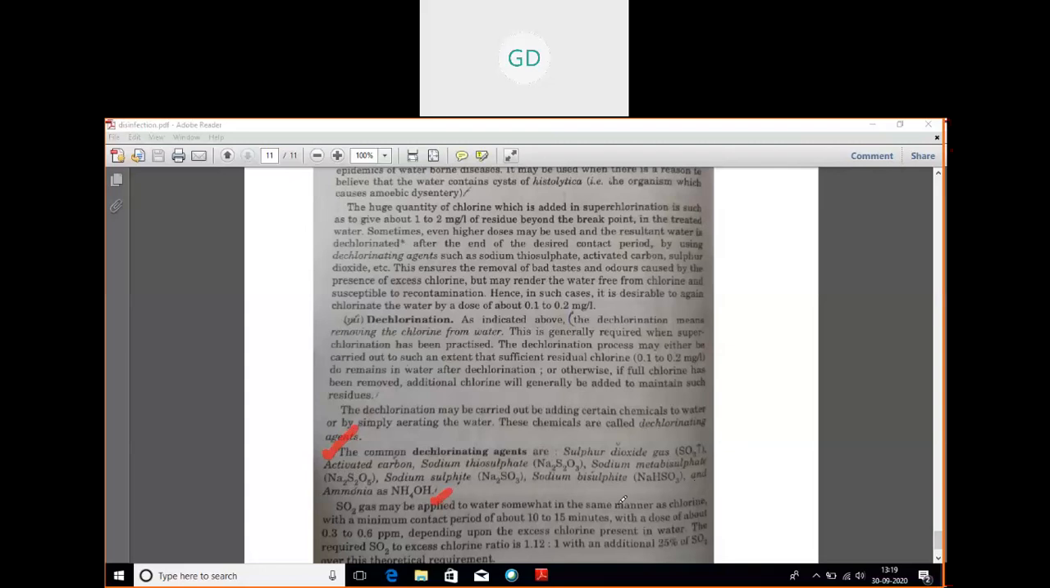Okay, these are your common dechlorinating agents. So this is all about your chlorination. Okay, types of chlorination we have studied. Clear?